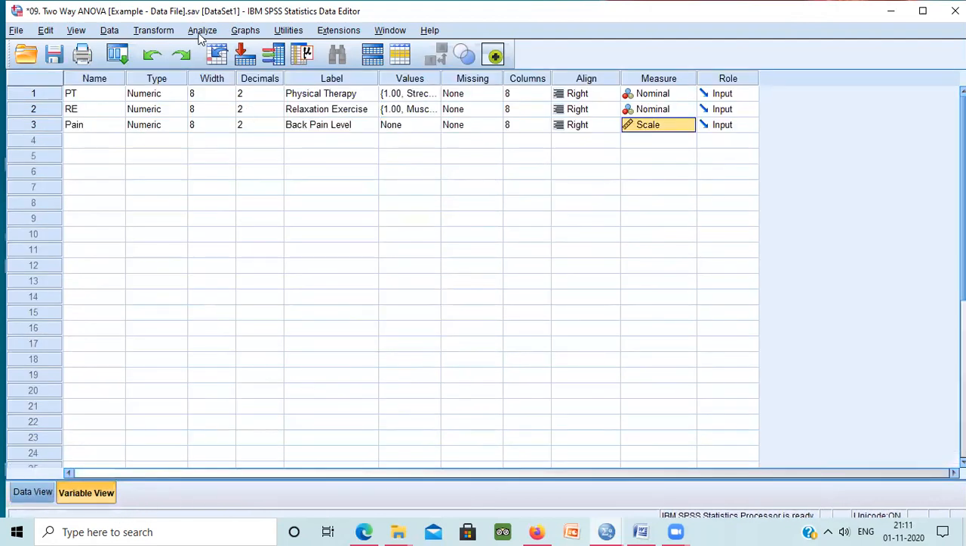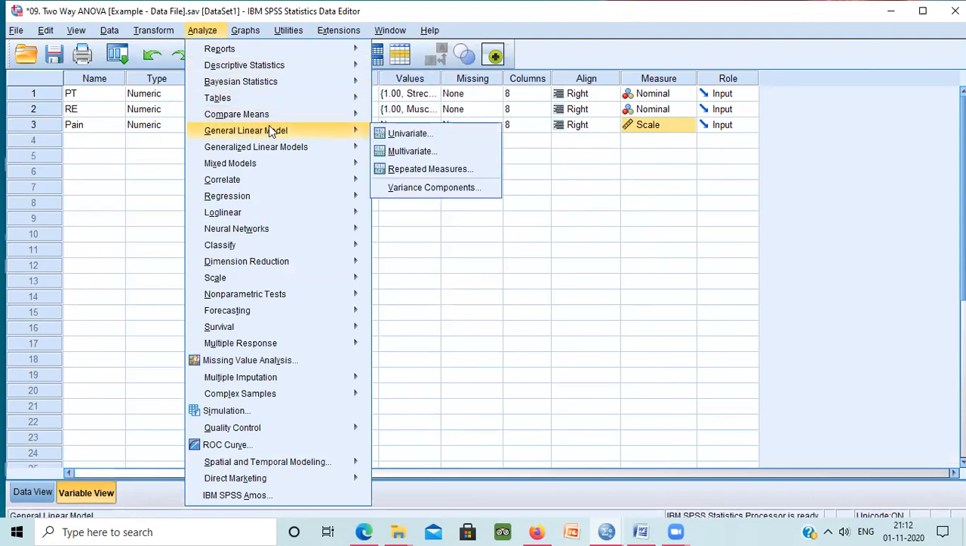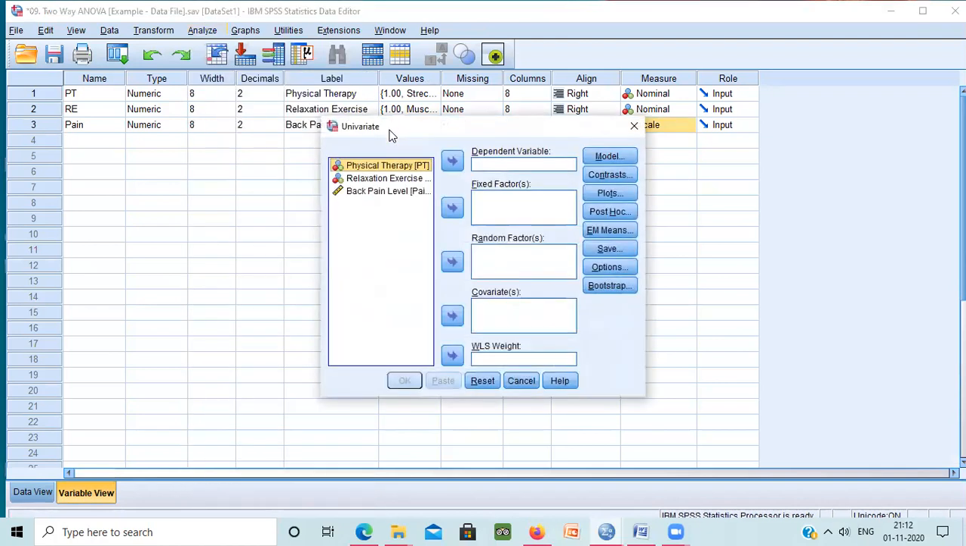I'm talking about conducting a two-way ANOVA. For that, we go to Analyze, then General Linear Model, and then Univariate. I click on that, and this is the univariate box I've got. I'm putting physical therapy and relaxation exercise, which are the two independent variables, as fixed factors, and back pain level, which is the dependent variable, as the dependent variable here.